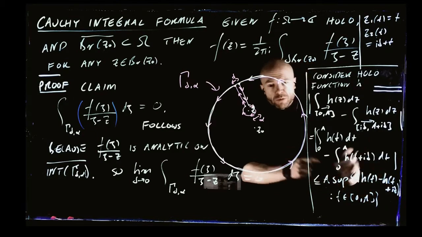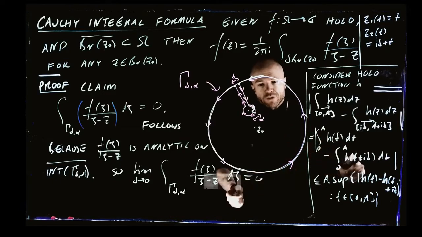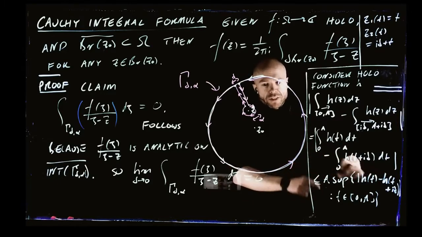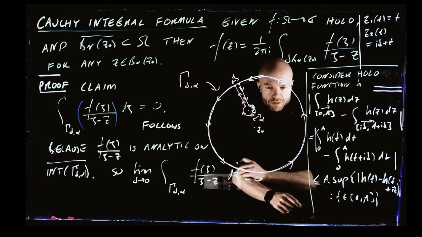Because if it wasn't true, then we'd pick a subsequence for which it was false, extract a subsequence which converges, and that would contradict continuity. Is everyone with me now?